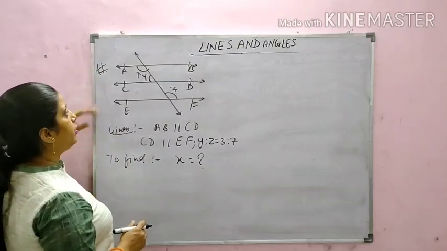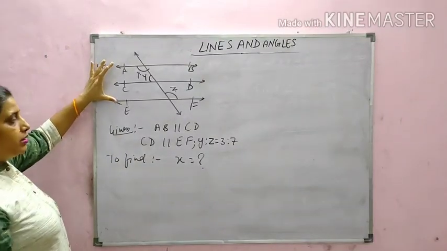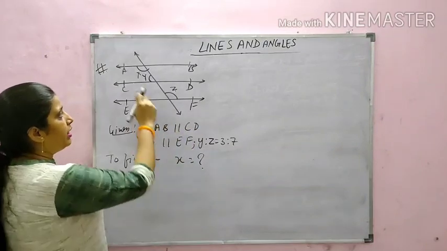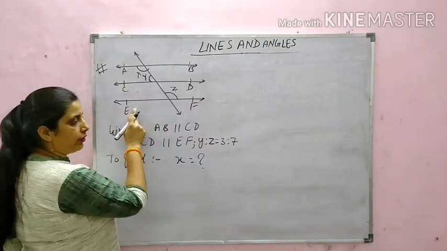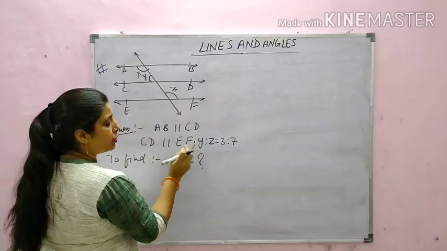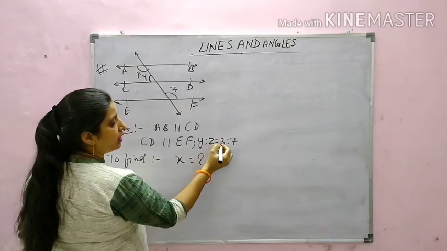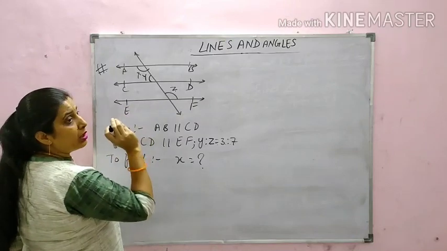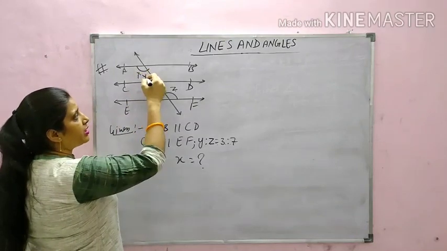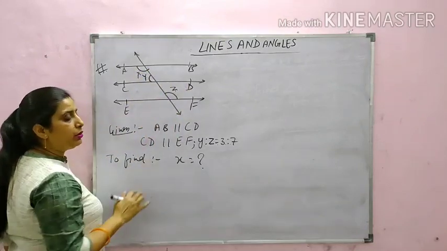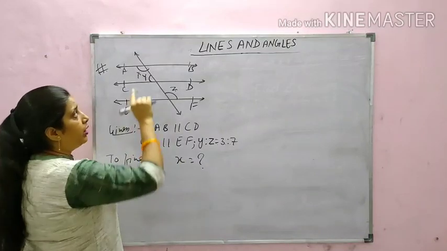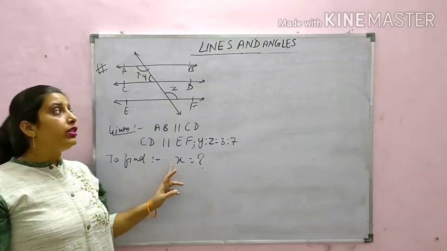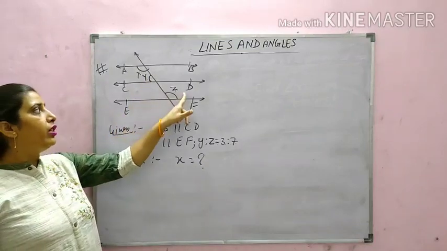Now in this question there are three parallel lines, and it is given that AB is parallel to CD and CD is parallel to EF. Clear? Now the ratio is also given, y to z equal to 3 to 7. Here there are three missing angles, x, y, z, but in the question we have to find only one angle, which is x. But we can find x only when we find the value of y or z.